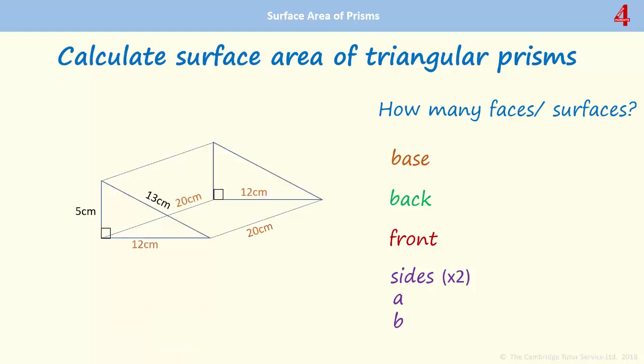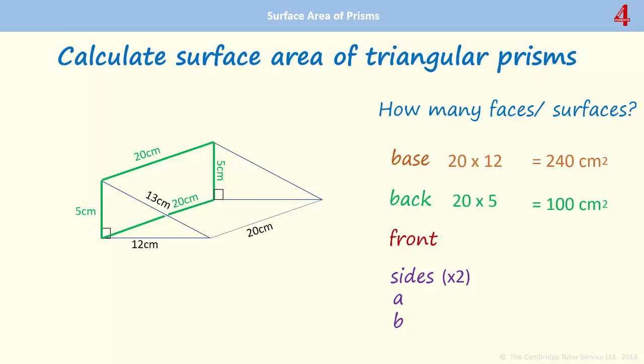So, working out the area of each separate 2D face. Starting with the base, you have a rectangle, and it's 20 times by 12 centimetres. So 240 centimetres squared, that's the area of just the base. Now we work with the back. Again, we treat it as a separate 2D rectangle, and you can see that that's 20 along and 5 down. So 20 times 5, that's 100 centimetres squared.